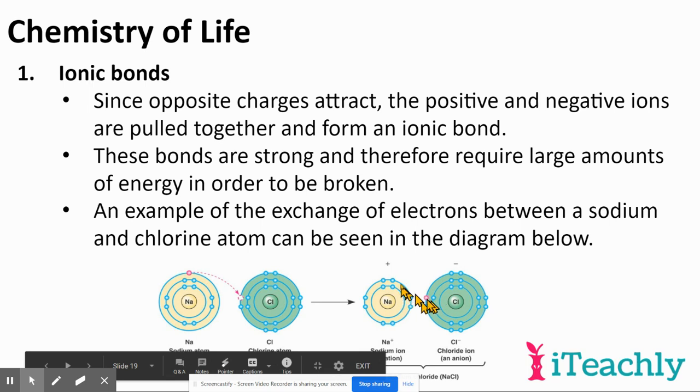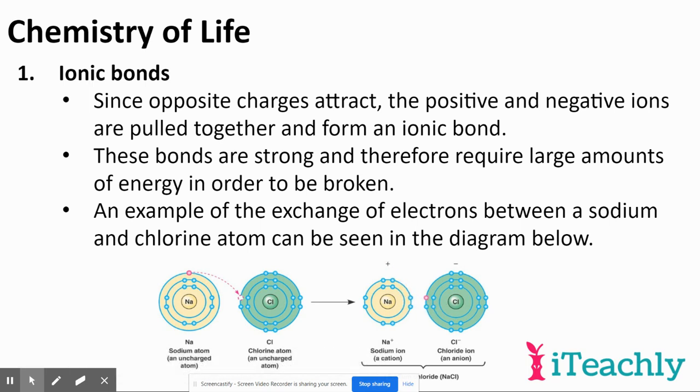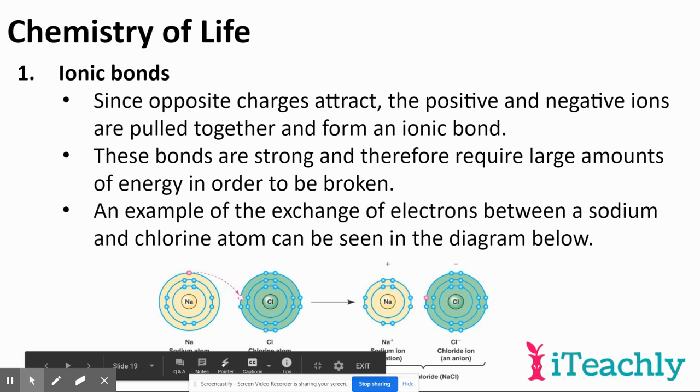But the bond is actually, so this has a positive charge because it lost an electron. So it has 1 more proton than it does an electron, which makes it a positive charge. And this one has 1 more electron right here than protons, which gives it a negative charge. So this is an anion, and this is a cation, and the positive and negatives are actually attracted to each other, which makes it bond. So this is salt.